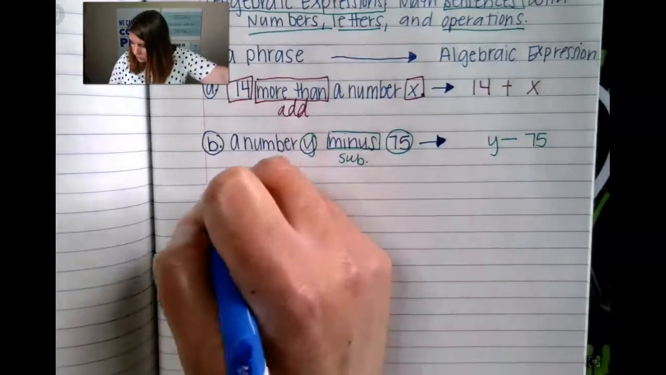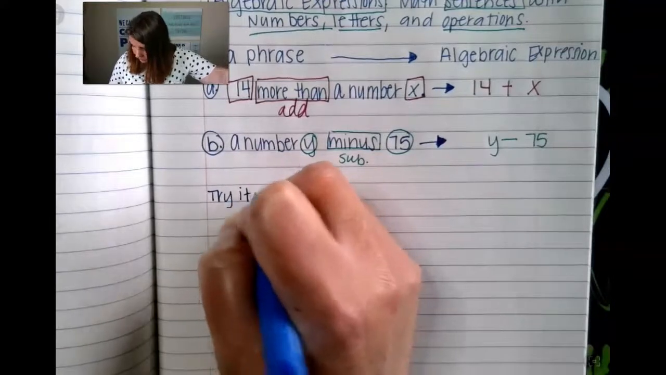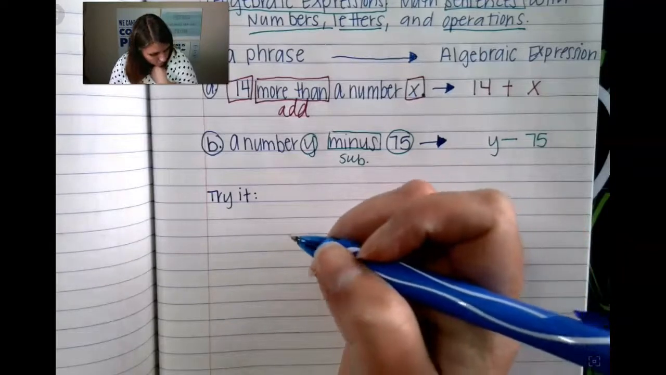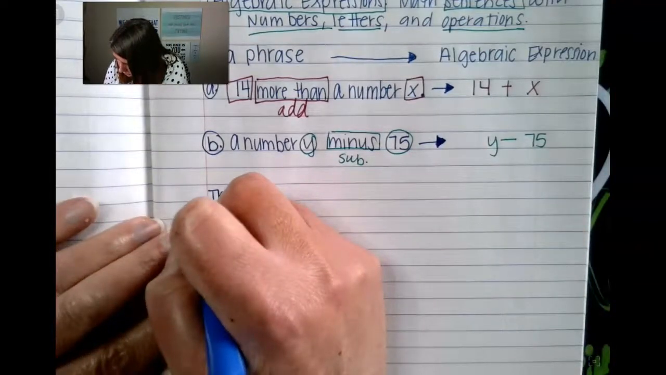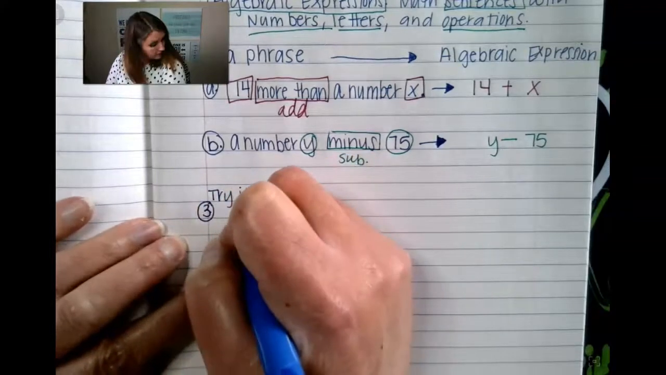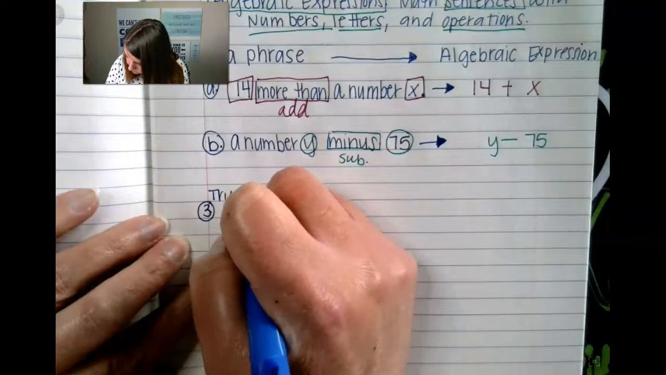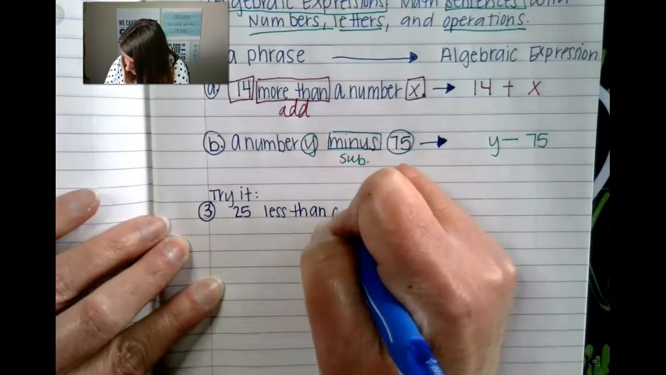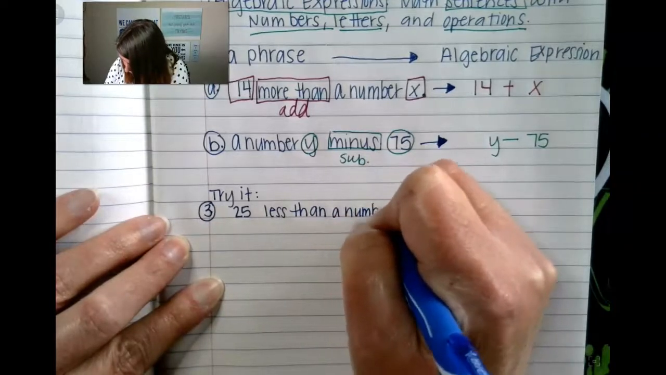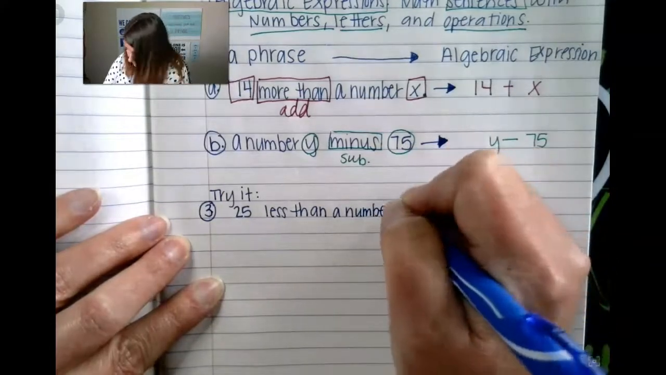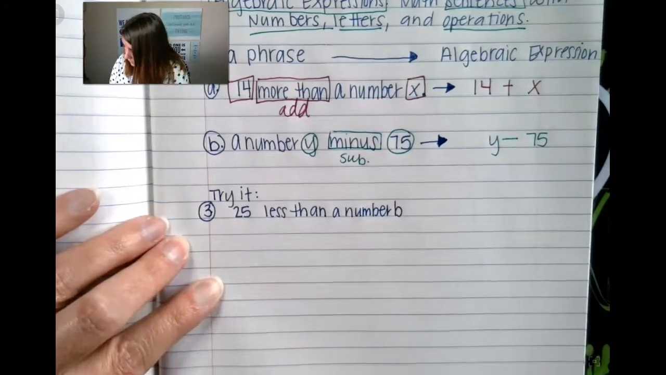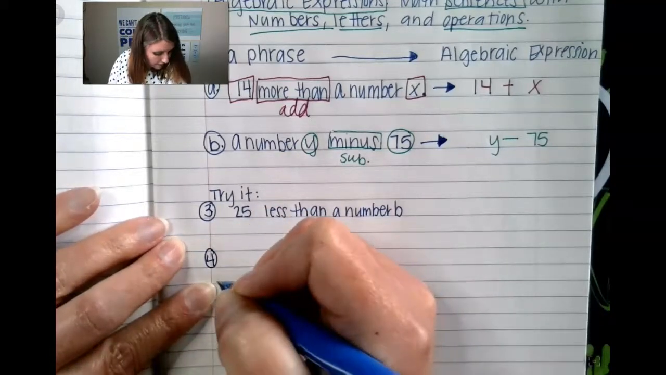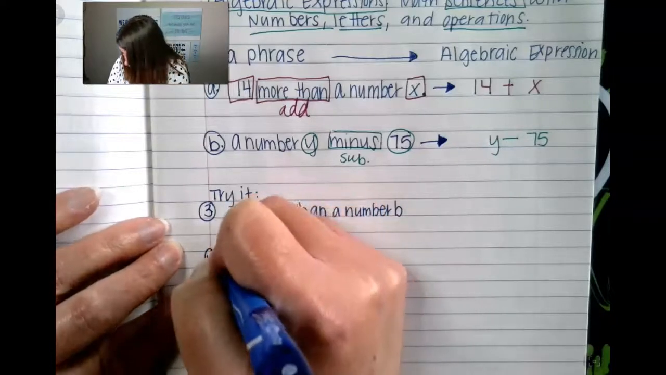I want you now to do a try it. Your try it is try it number 3 in your book, and it says 25 less than a number B. Isn't that nice? And then try it number 4. It says a number x divided by 4.